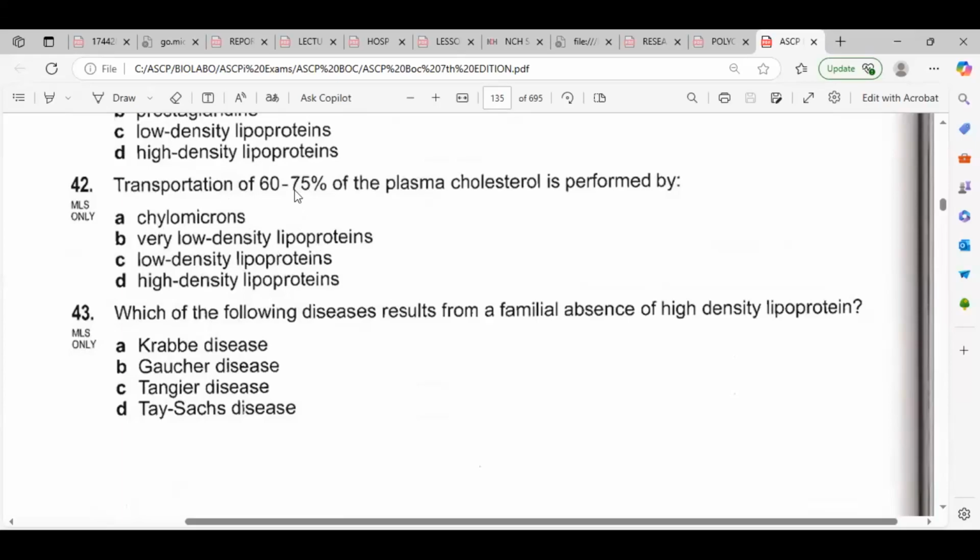After reading, you know that almost every plasma cholesterol is transported by low density lipoprotein, isn't it? Low density lipoprotein is the one that transports cholesterol. Chylomicrons do not transport cholesterol, but they transport triglyceride from food, dietary. Yes. Very low density transports what?